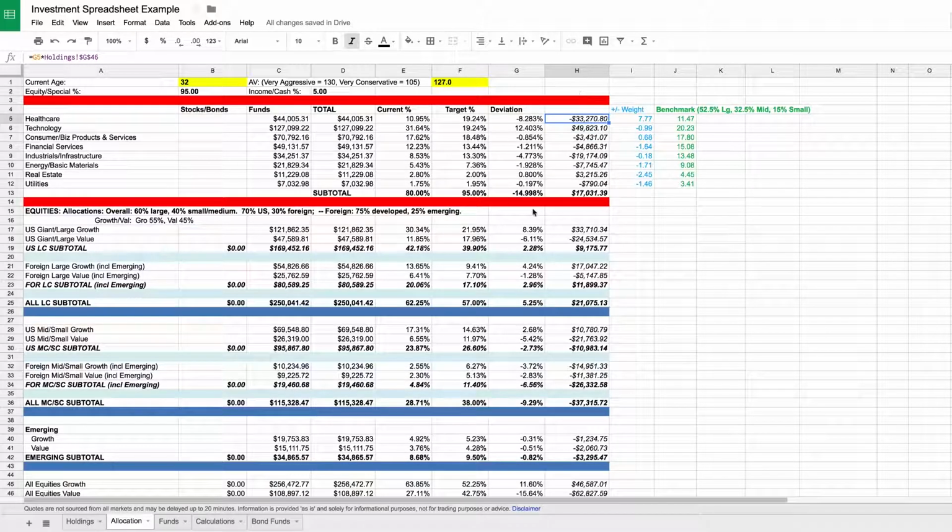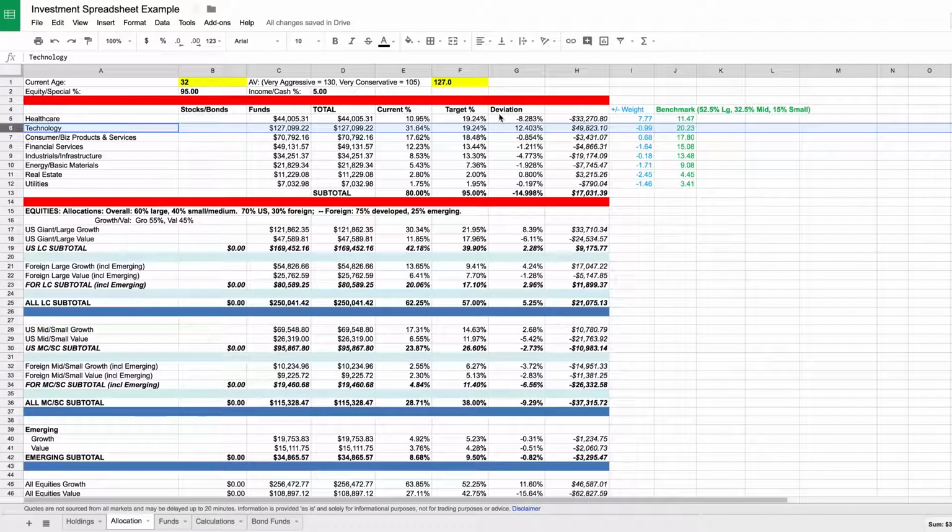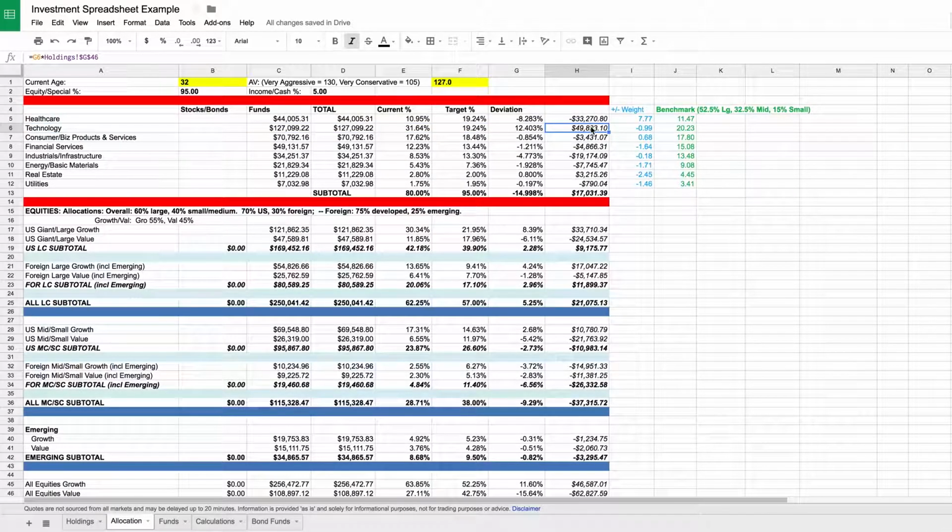And that's really where this diversification spreadsheet, this is kind of the answer, right? Essentially, we're saying, hey, you've got $49,000, almost $50,000 in excess invested in the technology industry, right?